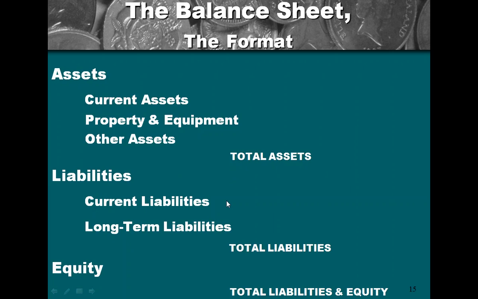Okay, then we talk about current liabilities. Those are liabilities due within a year. You've got to pay for them within a year. Okay, most of your bills are due within a year. But then you've got other things which are considered not current, or long term, and those are things like your bank notes, things of that nature.